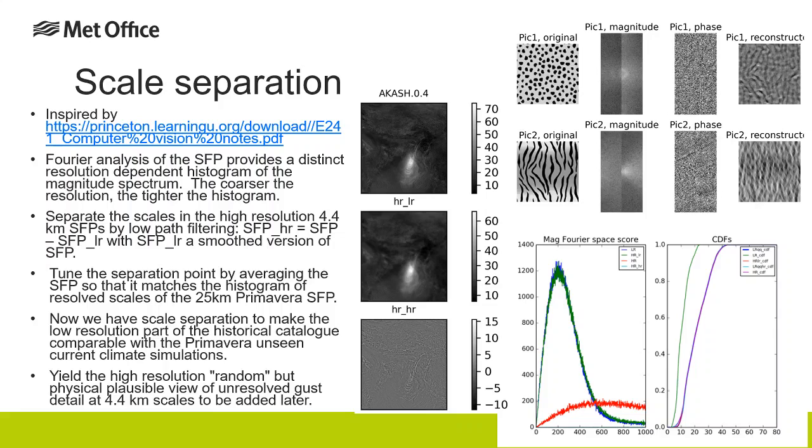Now we have scale separation to make the low-resolution part of the historical catalogue comparable with the Primavera unseen current climate simulations. This yields the high-resolution random, but physically plausible view of unresolved gust details at 4.4 kilometers, to be added later. So the image in the middle shows a little bit about what is meant. The top image shows the complete high-resolution footprint. The low-resolution part is shown in the middle, and the high-resolution part is shown below.